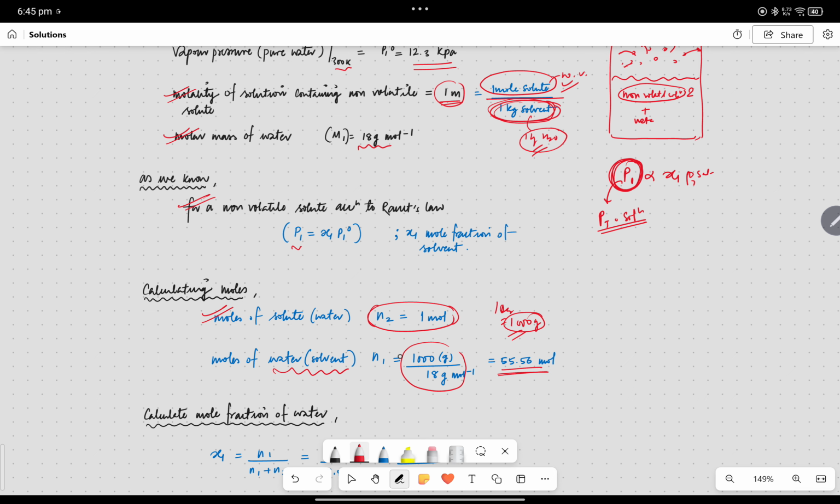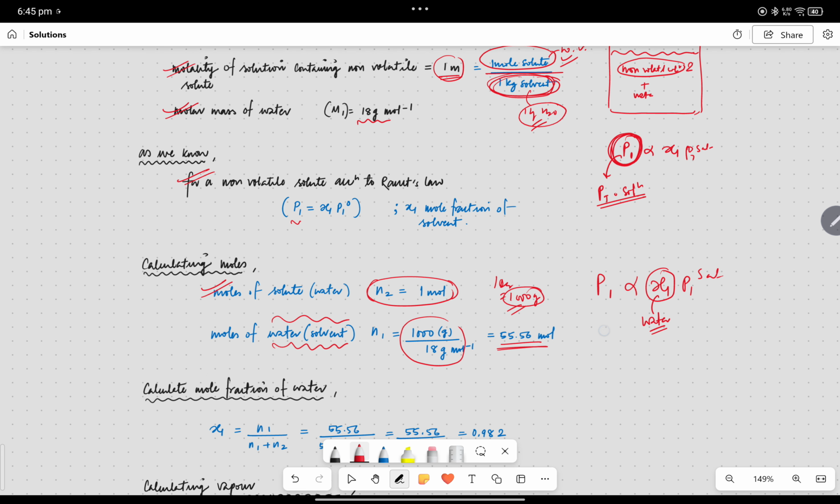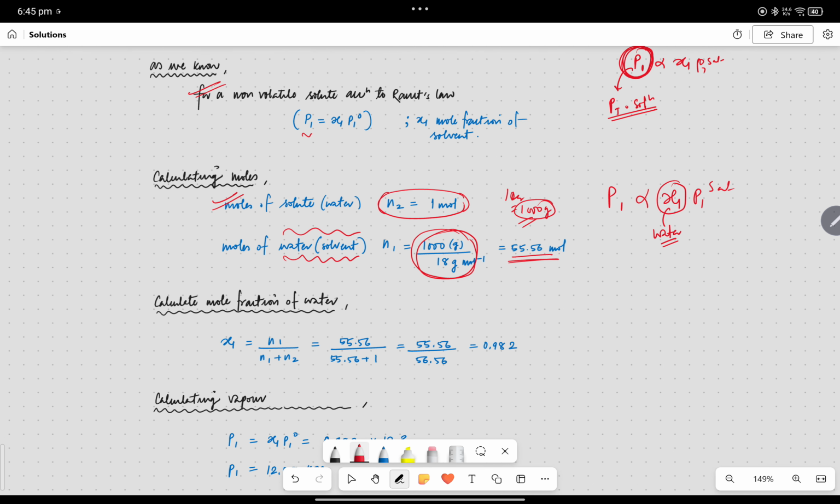We are calculating it because the only volatile component present is water, and we have to use it in the formula x1 p1 sat. In this formula, we have to use the mole fraction of water because it is solely responsible for the pressure in the system, right? That's why we are calculating the mole fraction of water here.